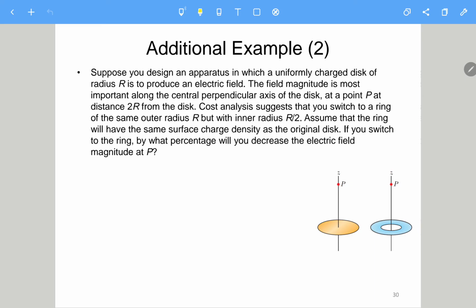So here suppose you design an apparatus in which a uniform charge disk of radius r produces an electric field. The field magnitude is most important along the central perpendicular axis, which means the z-axis of the disk, at the point P, at distance 2r of the disk. So this distance is 2r.